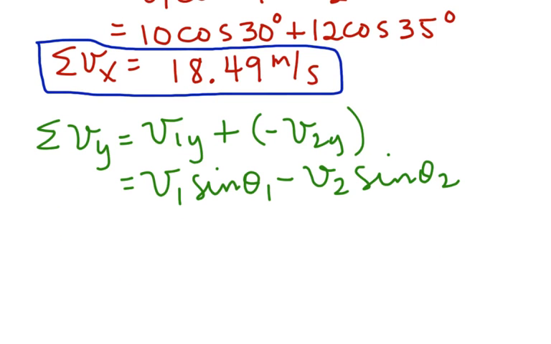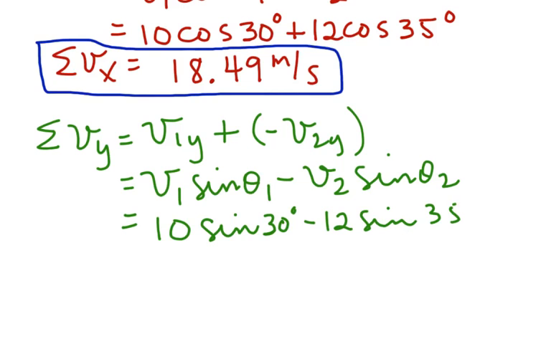So plugging in my values here for v sub 1, I will put in 10 sine of 30 degrees minus 12 sine of 35 degrees. And plugging that into my calculator, I get a value of negative 1.88 meters per second.